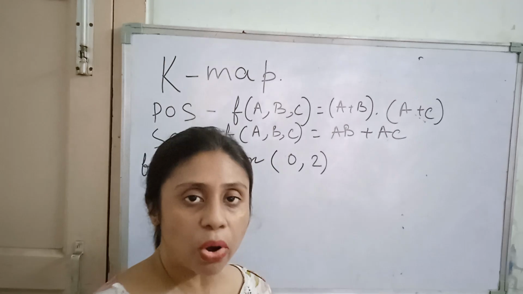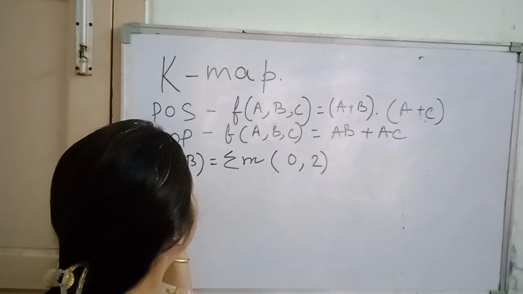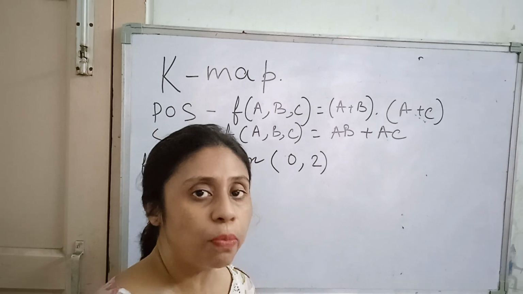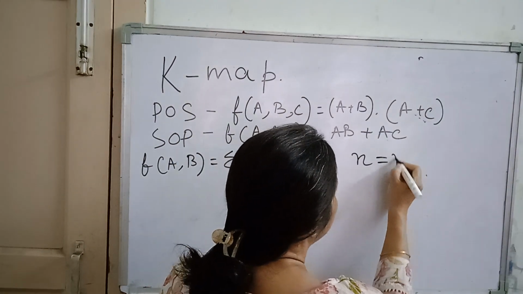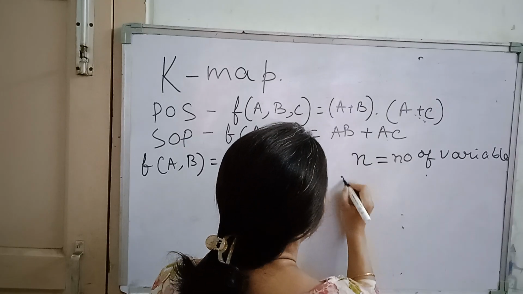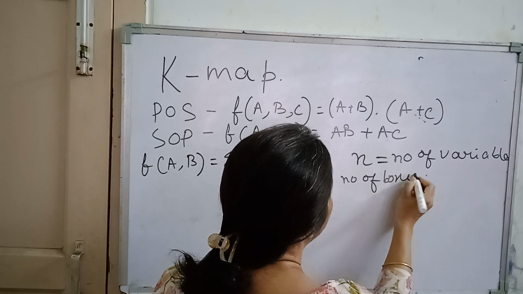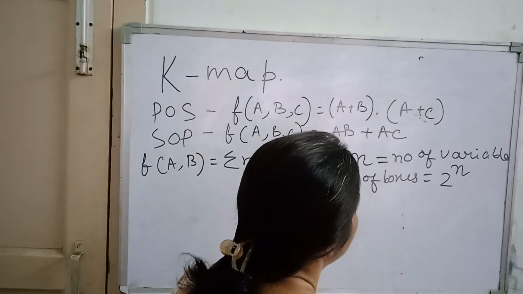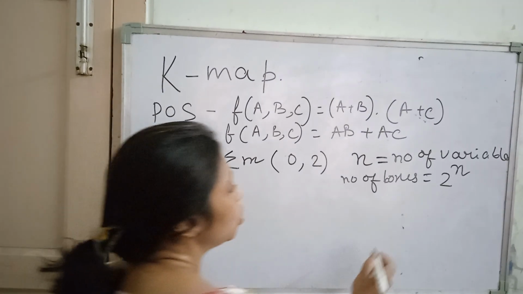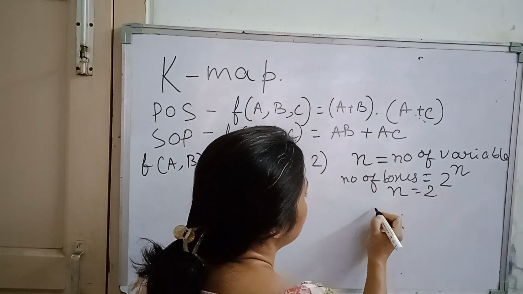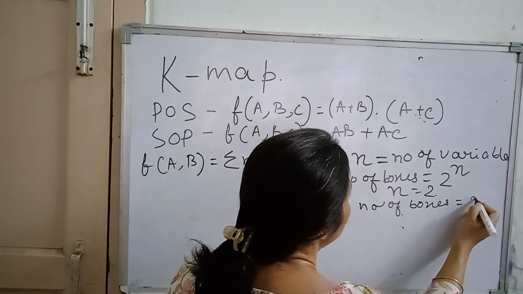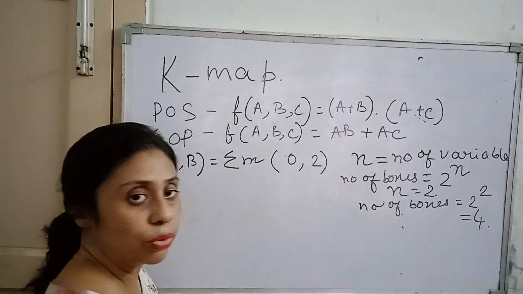Now what is the concept of box in Kmap? If number of variables are 2, then the Kmap will have 2 to the power of 2, that is 4 boxes. So if n is the number of variables, then number of boxes of Kmap will be 2 to the power of n. So in case of 2 variable expression, the number of boxes of Kmap will be 2 to the power 2. If n is 2, then number of boxes will be 2 to the power of 2, that is equal to 4.